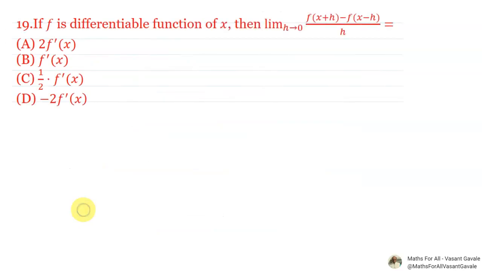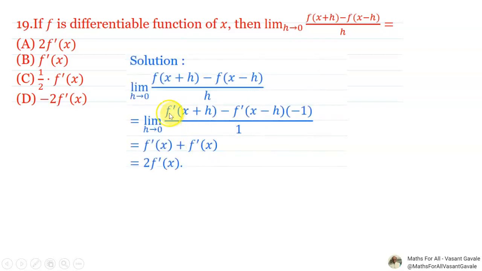Next, if f is a differentiable function of x, then limit h tends to 0, f of x plus h minus f of x minus h upon h. Okay, the function is given here. Next, limit h tends to 0, apply L'Hospital rule here, differentiation with respect to h, then you will get here f dash of x plus h minus f dash of x minus h into minus 1. Okay, as h tends to 0, you will get here f dash of x plus f dash of x, their addition 2 times f dash of x, and hence option A is correct here.